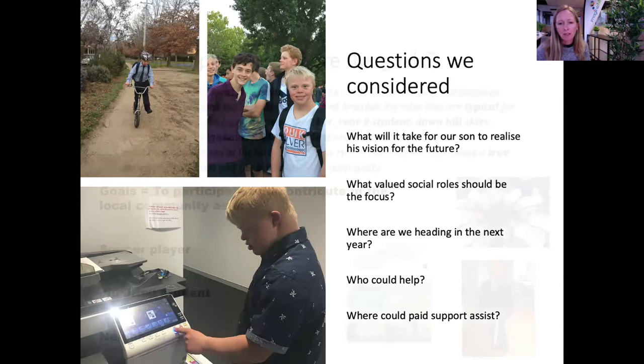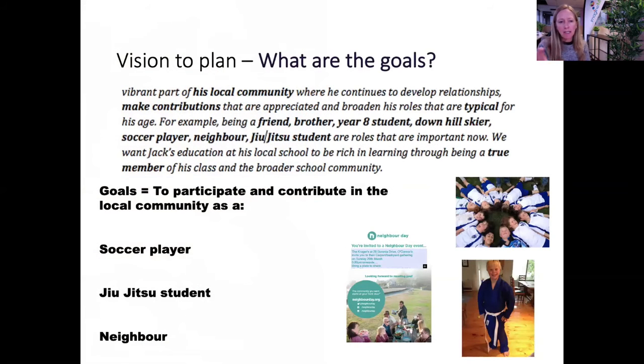So as you can see, I've taken an excerpt of part of Jack's vision, and we've pulled some of the goals out of there. So the soccer player, the jiu-jitsu student, and neighbour. Often being a neighbour is a great place to start. We all live somewhere and we all have neighbours, and thinking about how you can help your son and daughter be more involved in their community, and how they can be a really good neighbour. You know, it could be taking the bins out for someone or bringing them back in if they're away, collecting mail, sharing some food.